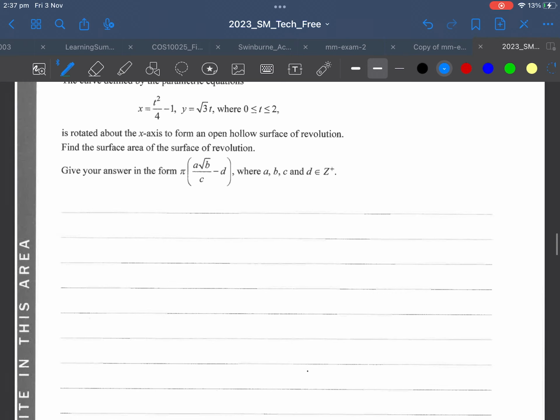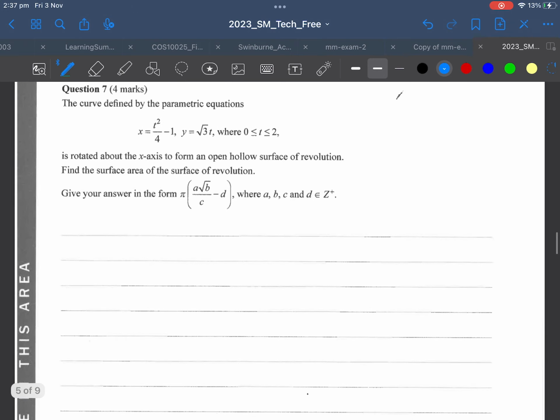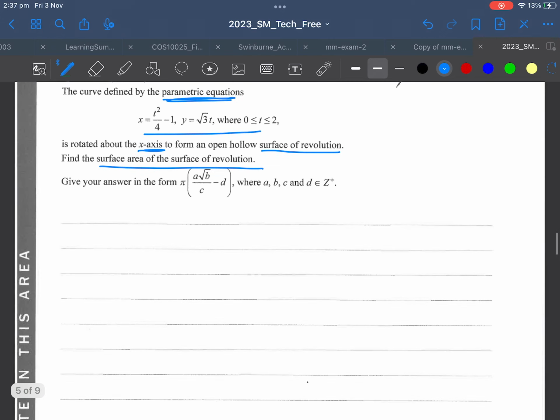Moving on to question number 7. So this is saying that a curve is defined by parametric equations of this and that, and is rotated about the x-axis to form a hollow surface of revolution. Find the surface area of revolution. Okay, surface area, not volume. So first we need to differentiate this in terms of x and t and y and t so that we can use the surface area formula that is given in the formula sheet.